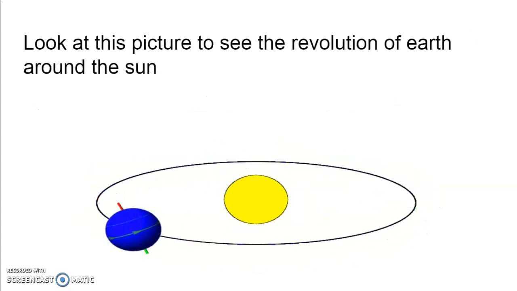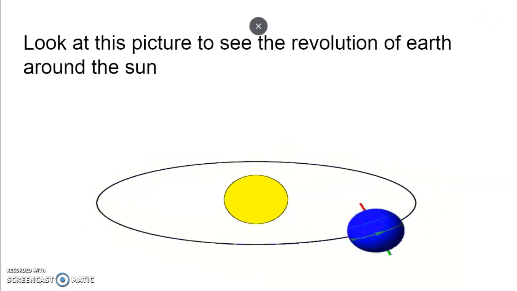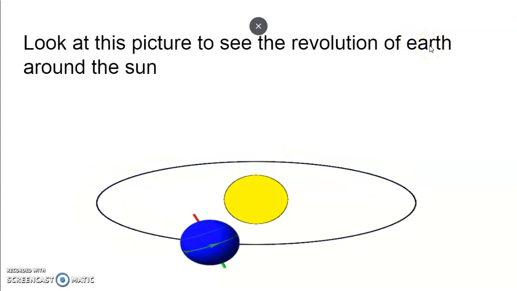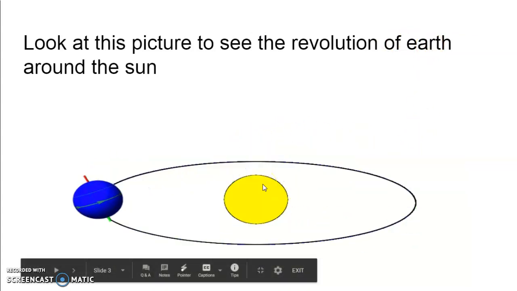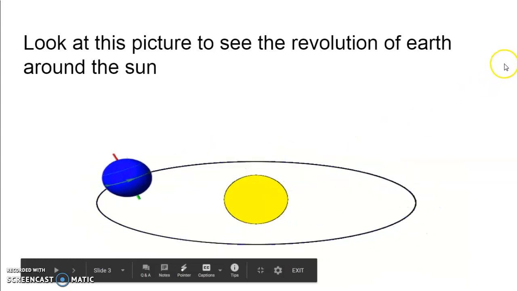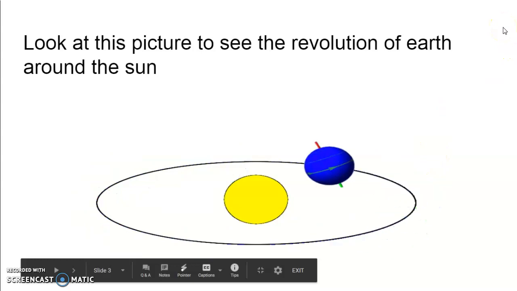Look at this picture. This picture shows us how the revolution of Earth around the sun occurs. Look, what is this? This is the revolution of Earth around the sun. This is the Earth, and this is the sun. Look at the shape of the orbit. Oval.